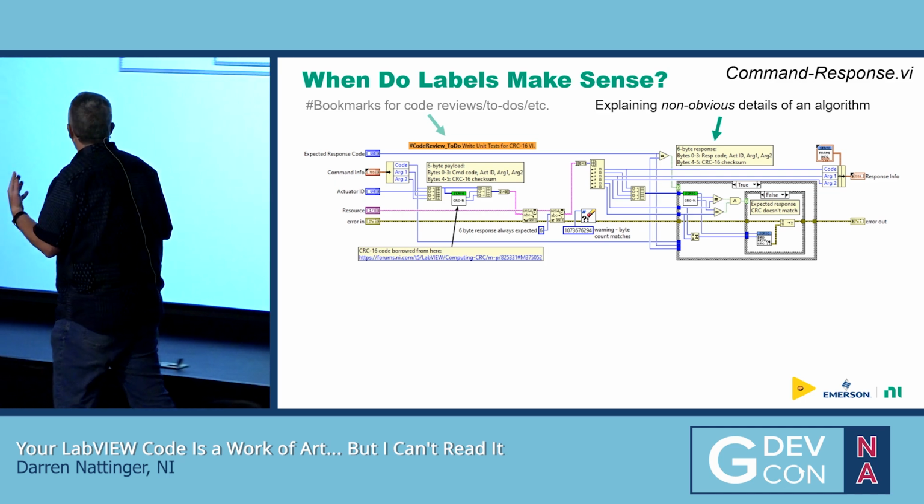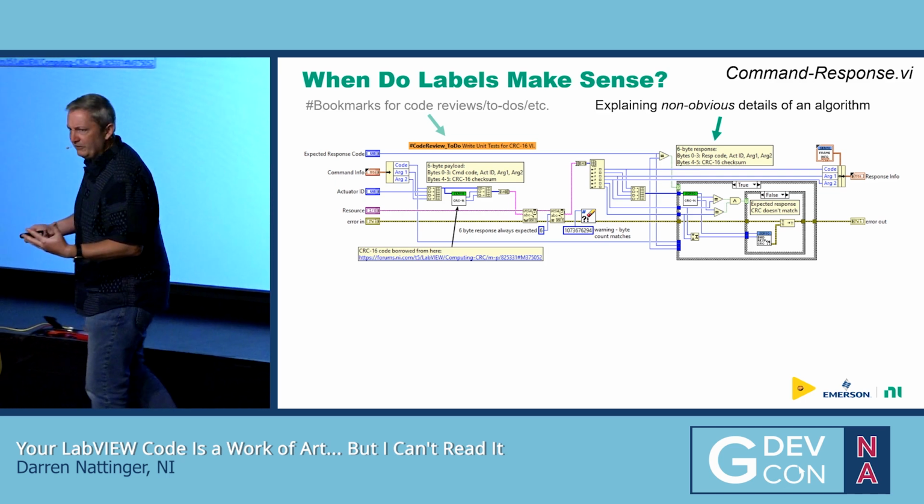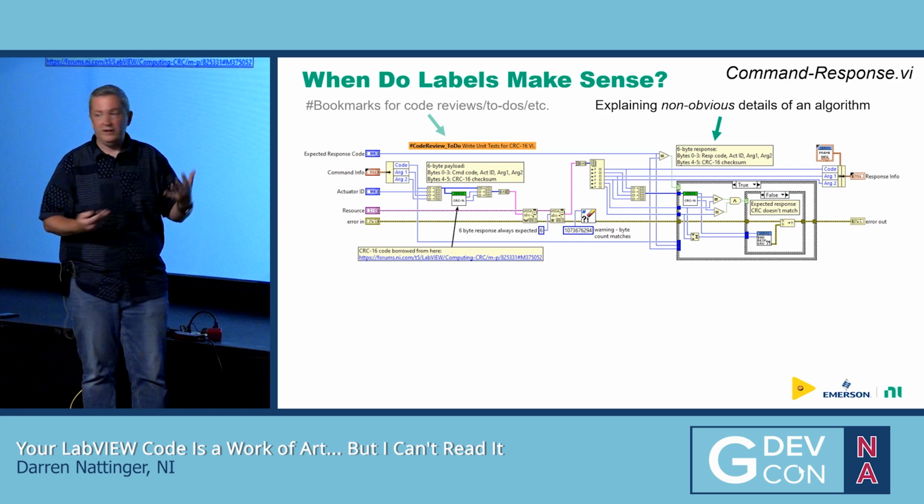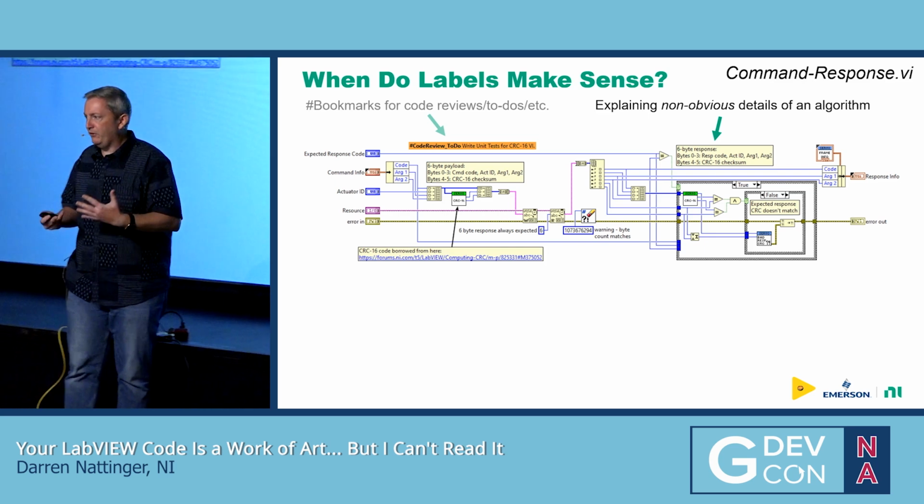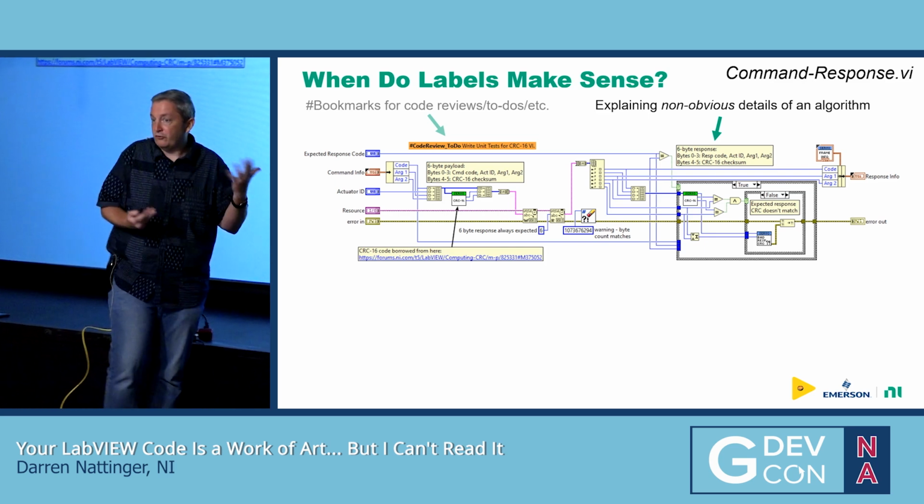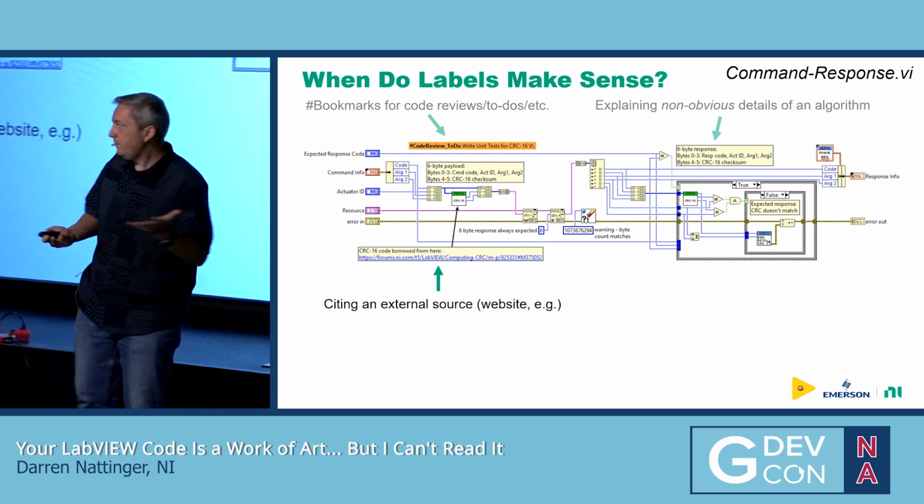Another place where I'm using a free label is that there is some non-obvious code and logic on the block diagram. I sort of need to explain what it is. What is this response we're expecting from the device? Well, let me just describe the bytes that I'm expecting to get back.